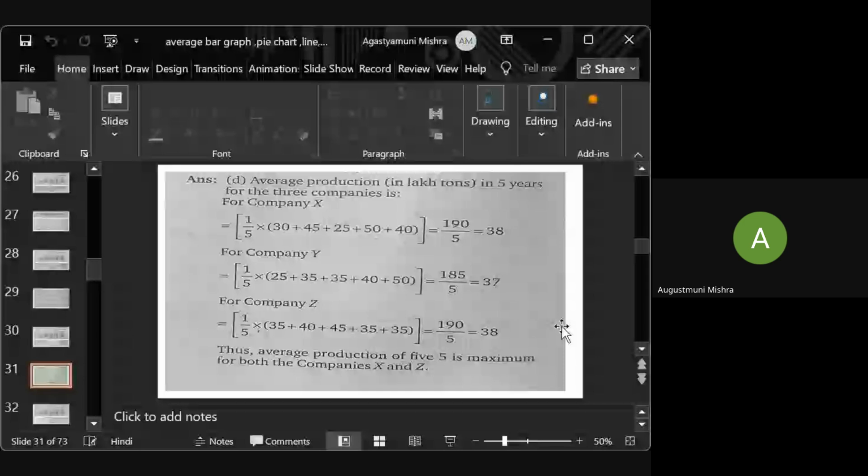Then maximum you are for the both companies. Okay. That is 38. So within few seconds, I'm going to change the slide, so you can just observe, or if you have any doubt, you can tell me. This is, I think, the basic question we have.